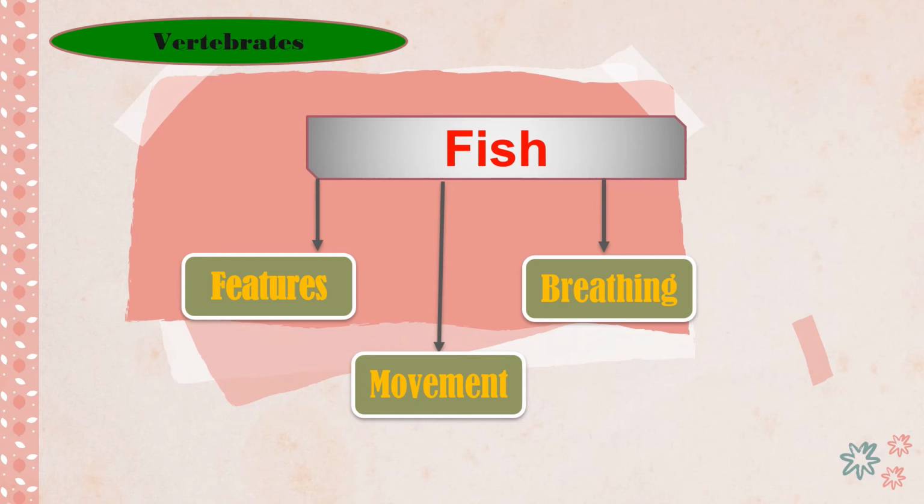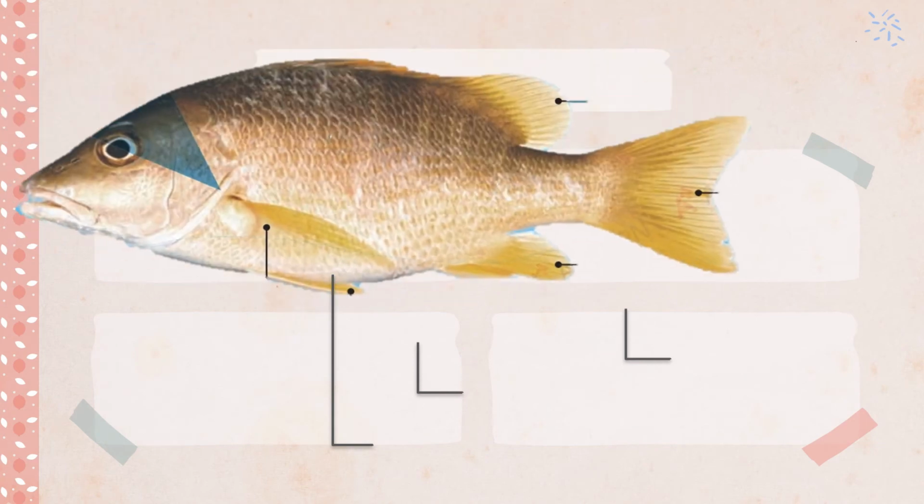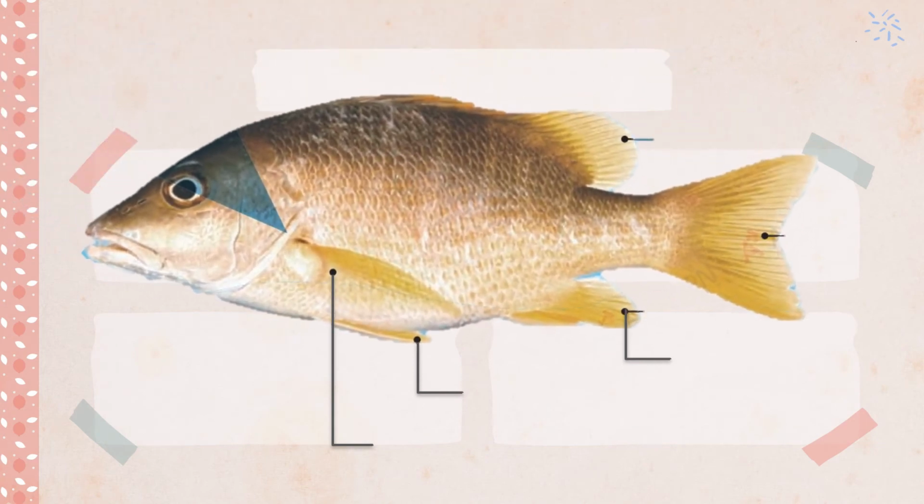Okay. We have features, movement, and breathing. Now let's move on. This is a fish. Everyone, did you know fish? Very good. The first is the back fin. At the back of the fish, we have a fin.